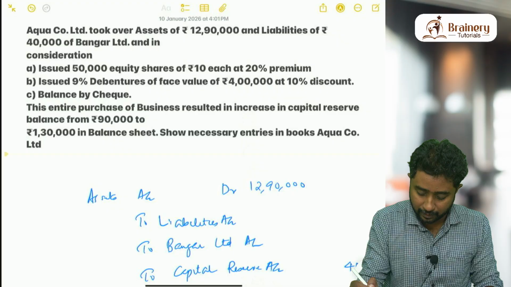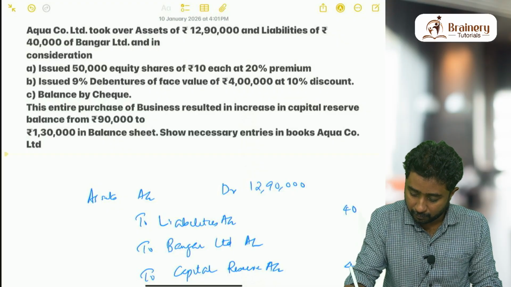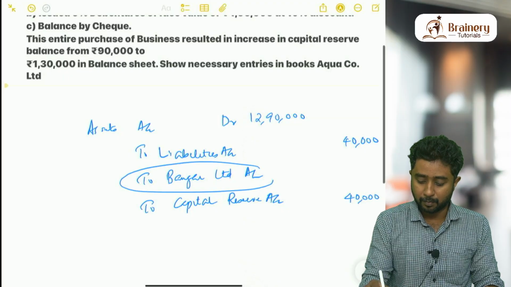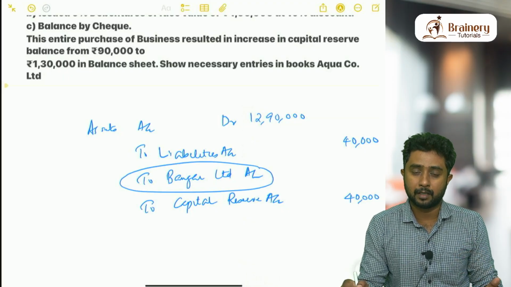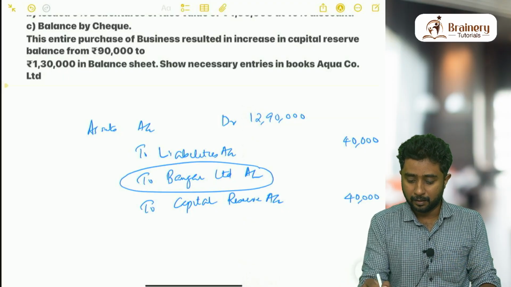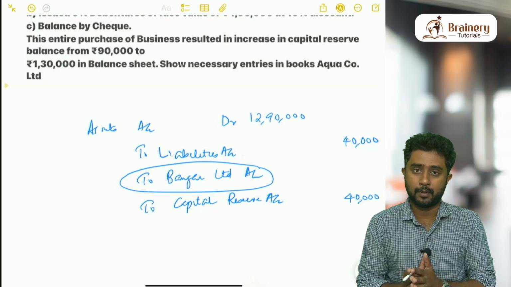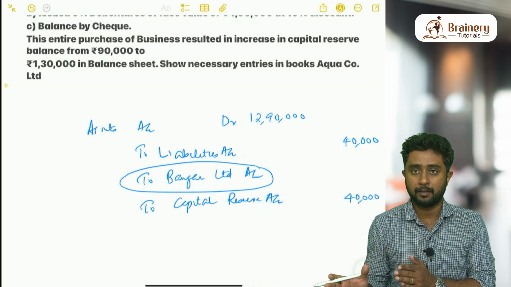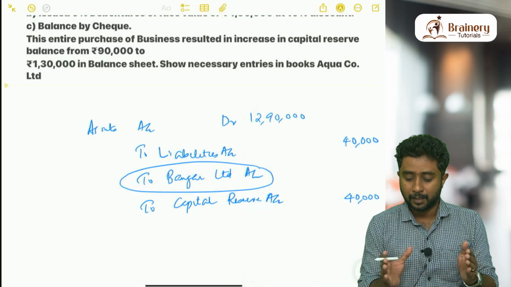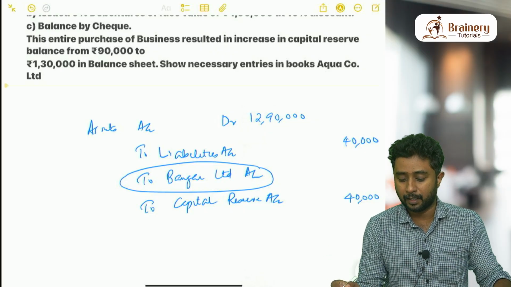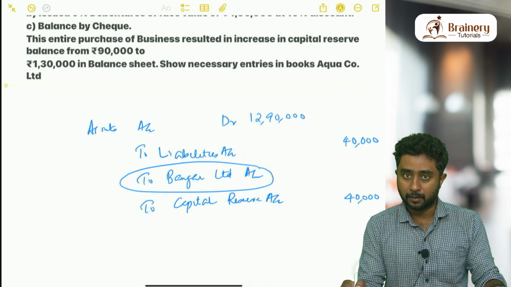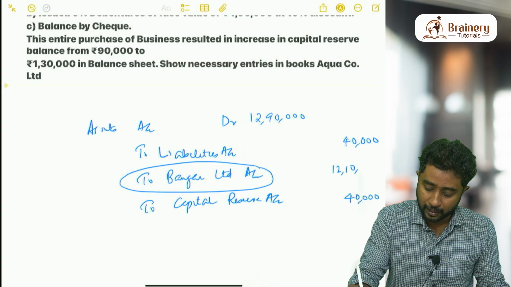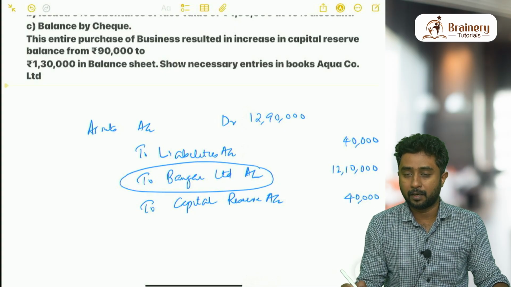One is 12,90,000. Liabilities we can put 40,000. Now we know that only one missing amount is there, that is Bangar Limited. So how to calculate the Bangar Limited? Obviously the debit side total after recording the capital reserve and goodwill in this particular entry will be equal to the credit side total. So as you can see, debit side total is 12,90,000, whereas credit side total as of now is only 80,000. That means the remaining 12,10,000 will be Bangar Limited's amount.